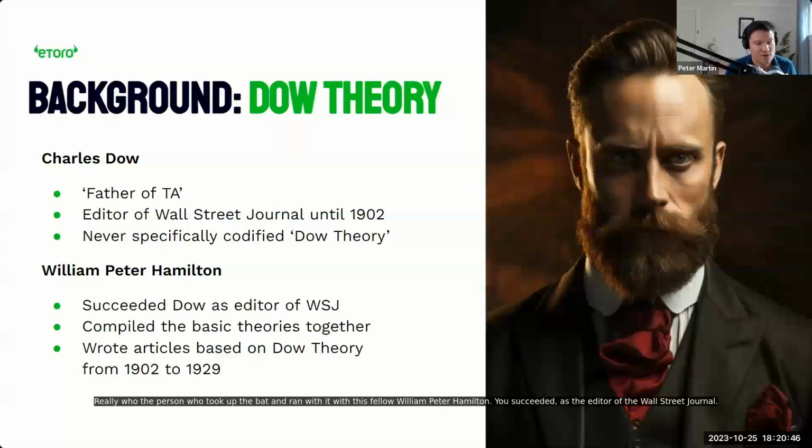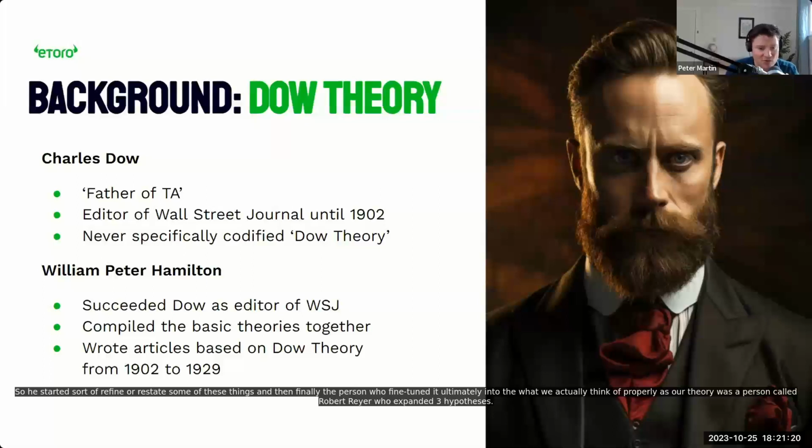And really, the person who took up the baton and ran with it was William Peter Hamilton, who succeeded Dow as the editor of the Wall Street Journal. He continued to write for decades more articles using these core tenets that Dow had started. Dow only did it for about 5 years, and then he died suddenly in 1902. Hamilton also wrote a book called The Stock Market Barometer, which included some of these ideas. So he started to refine or restate some of these things.